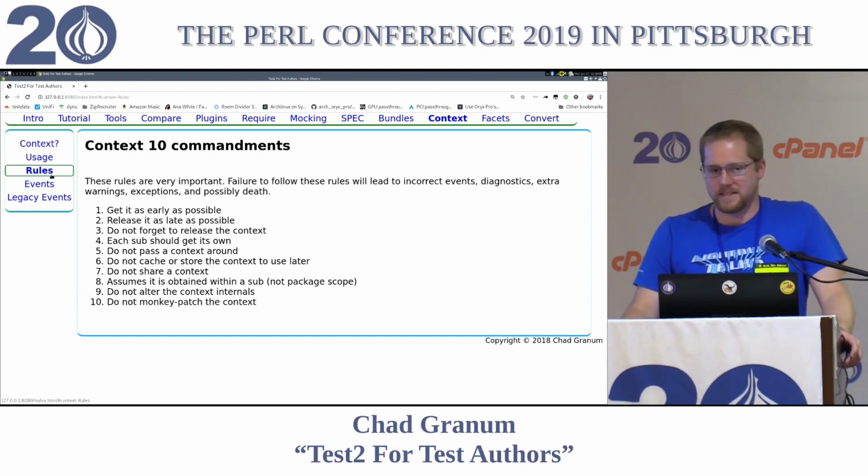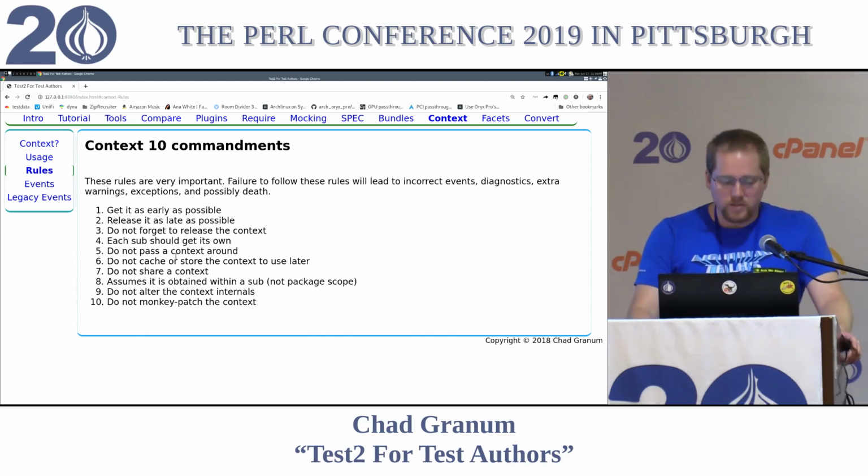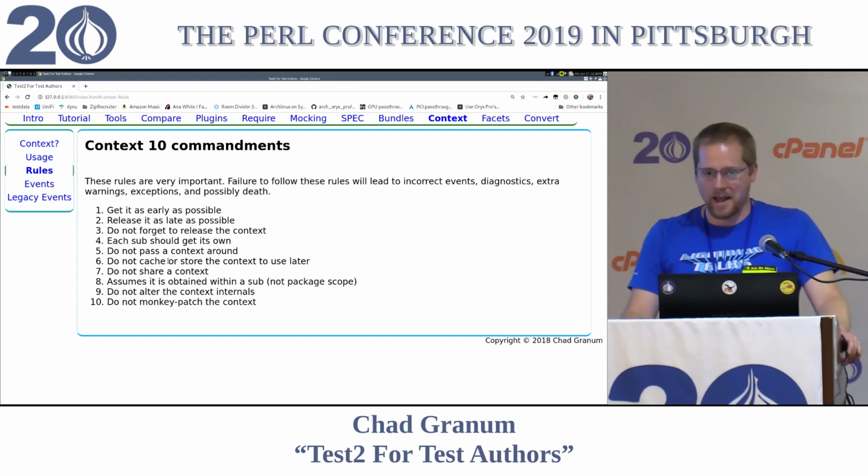So, rules. There are 10 commandments of the context object. Get it as early as possible. Release it as late as possible. Do not forget to release it. Each sub needs to get its own. You do not pass around a context object. It belongs to the scope where you acquired it and no others. Do not cache or store the context for later use because you will screw up all the things. Do not share a context with anyone else.